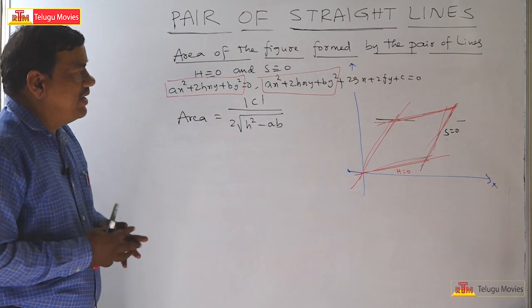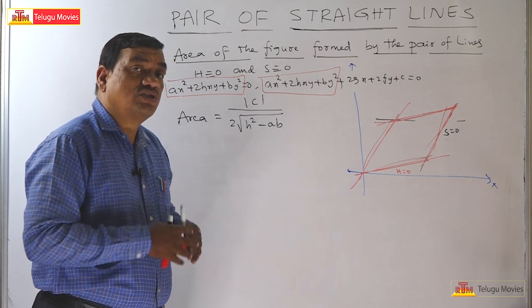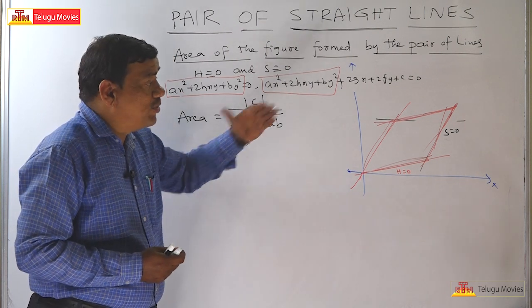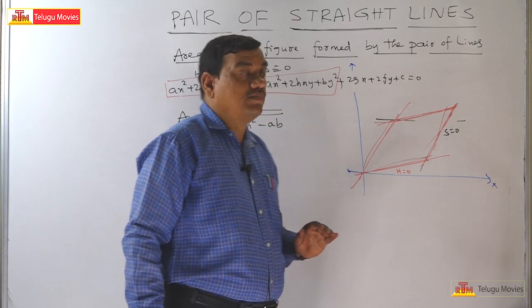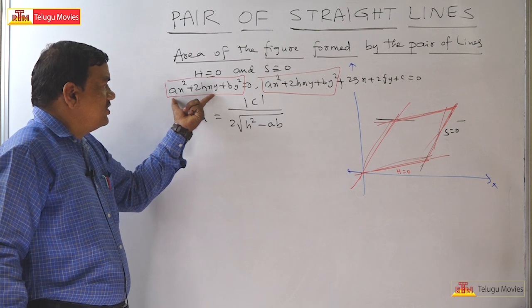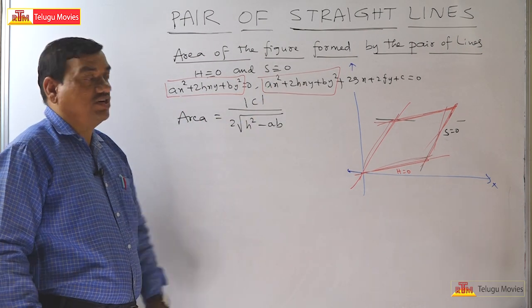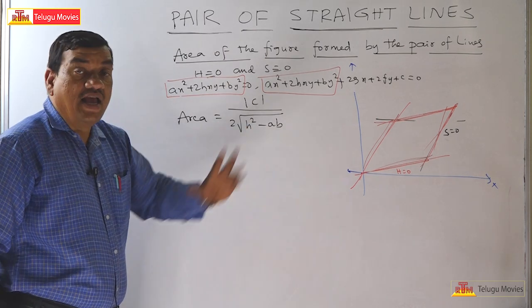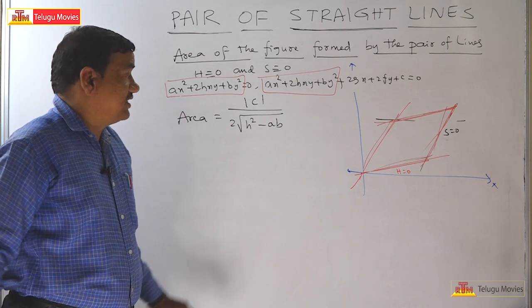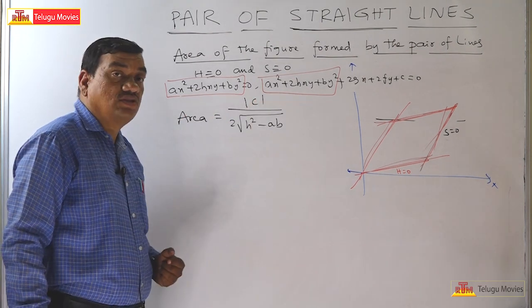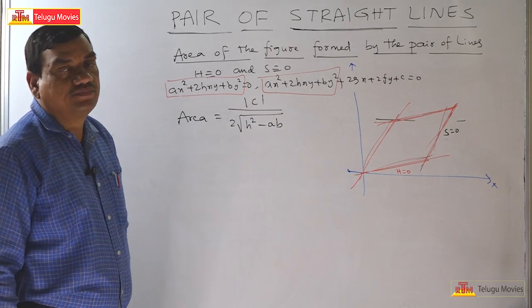Otherwise, we cannot say; maybe a parallelogram, maybe a rectangle, maybe rhombus, square, whatever it may be. That means opposite sides are parallel to each other. When these three terms are the same in both the equations, then the area of the figure formed by these lines is given by modulus of C upon 2 root of h square minus AB.